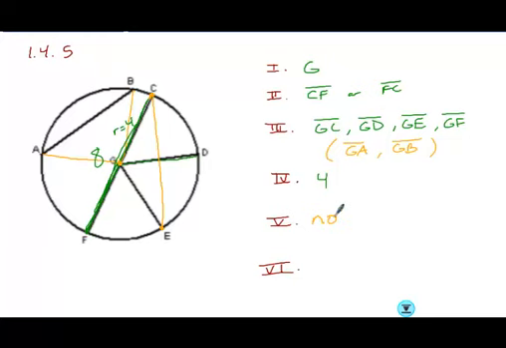So in this particular case, the answer is no. However, the last problem asks if E, G, and C are collinear. So basically what that's saying is if E was located right here instead of here, now would the distance from C to E be twice the measure of G to C? And here the answer would be yes, because now it is a diameter, and if that's the case, then it would be equal to twice the measure of the radius.